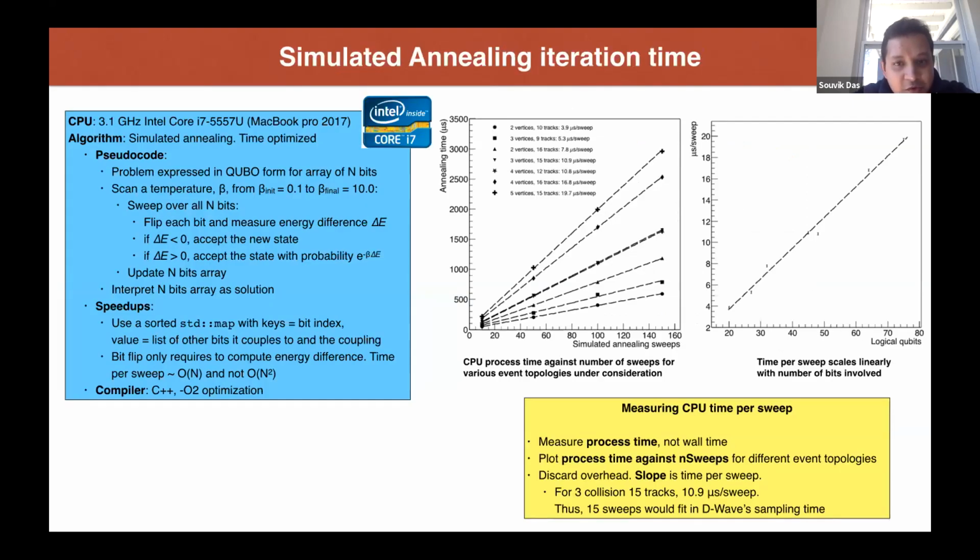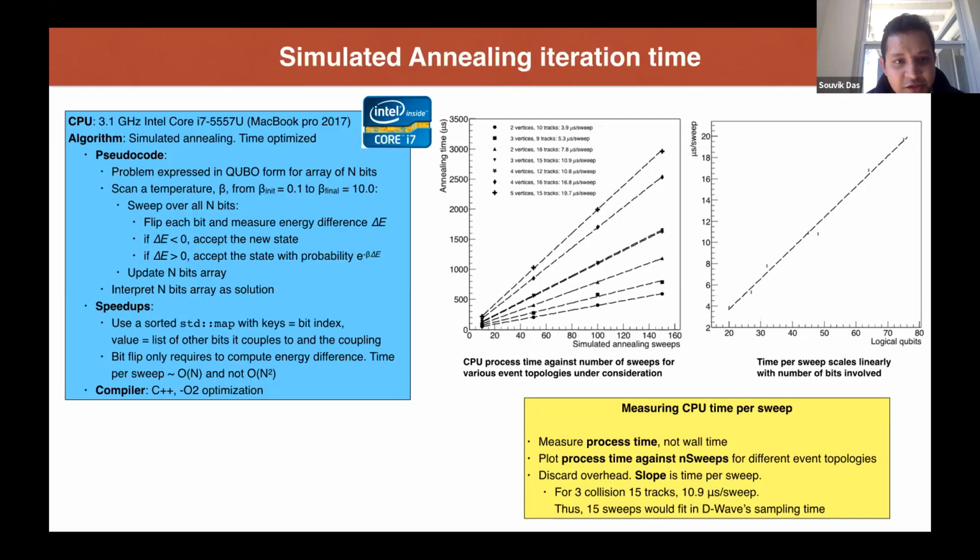So we tried to write the most optimized simulated annealing algorithm we could make on a simple laptop, a MacBook Pro. The pseudocode of simulated annealing is fairly standard. In our case, the problem is expressed in QUBO form for an array of n bits. Then we scan a temperature beta from beta initial to beta final. How we get this 0.1 and 10 is in the backups, but we can talk about that. Then we sweep over the n bits within that for loop, and when we arrive at each bit, we flip it and measure the energy difference, if any.